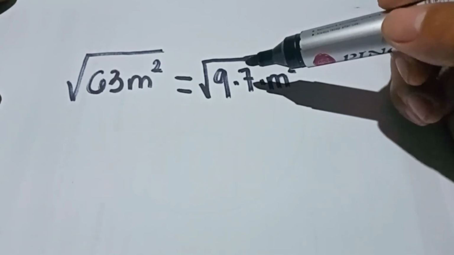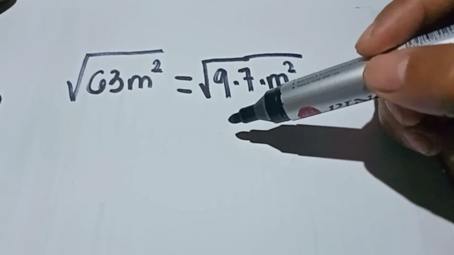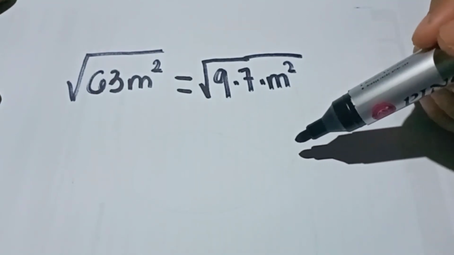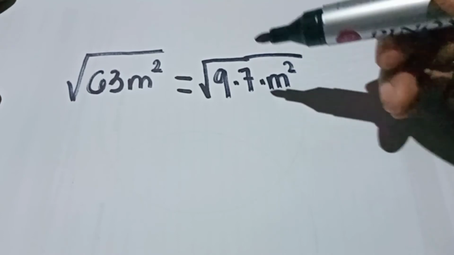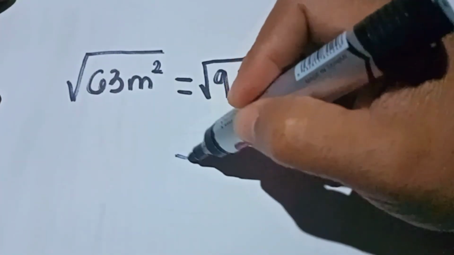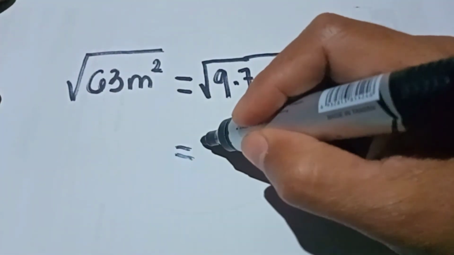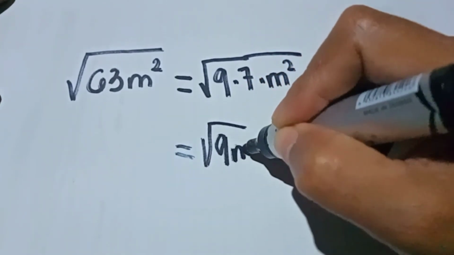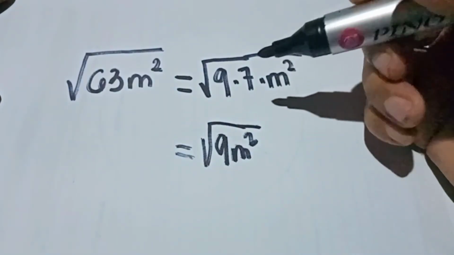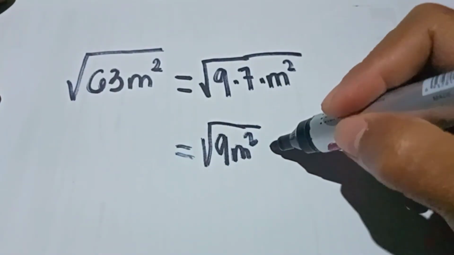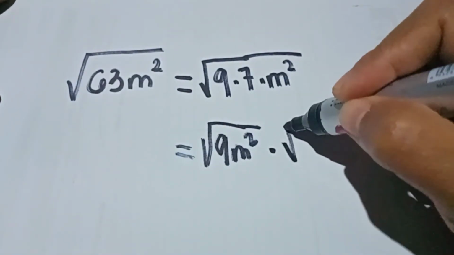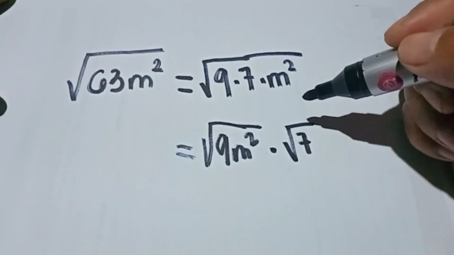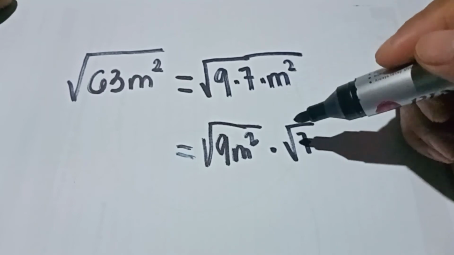So pagsasamahin na natin ngayon ang perfect square at ihihiwalay naman natin ang hindi perfect square. Kaya equals square root of 9m squared, kasi sila ang perfect square, times square root of 7, ang hindi naman perfect square.